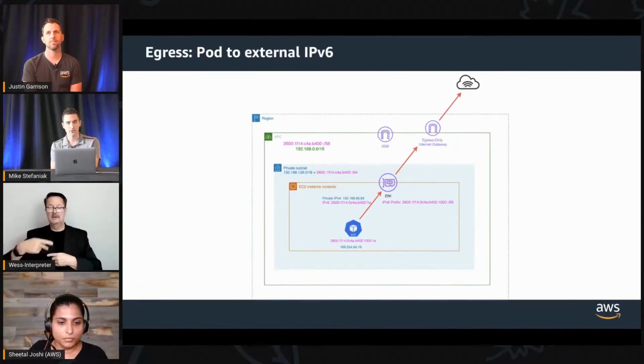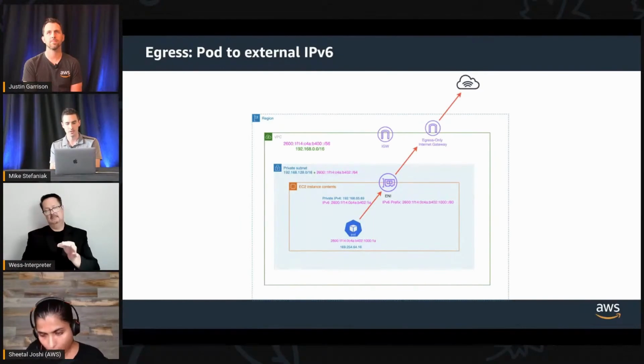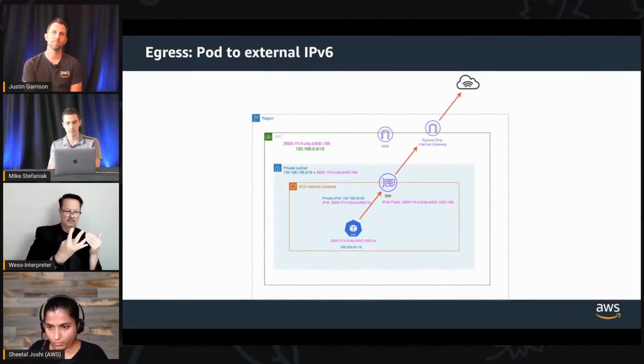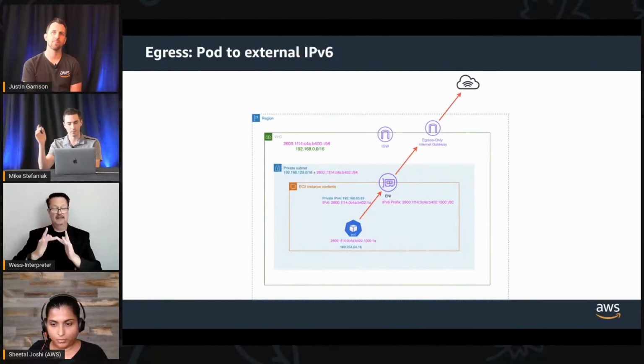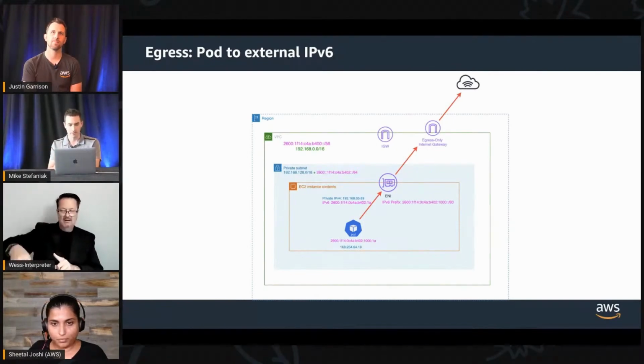Pod to external IPv6. This is where it's much simplified compared to v4. In v4, you have to route through a NAT gateway before you talk to something on the public internet. With v6, if the public internet endpoint already supports IPv6, it's just a direct route. So no more complicated NAT routing setups.